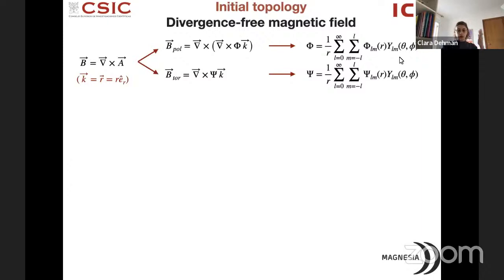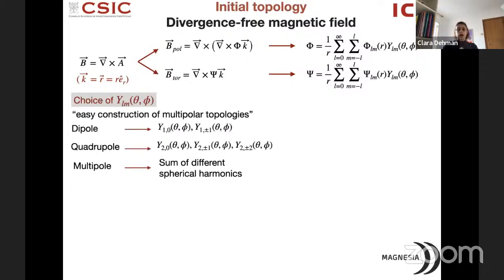These spherical harmonics describe the angular part of our topology. Now, how to define a specific topology? Let's say you want a dipole, for example. In order to define a dipole, you simply choose L equal 1, M equal to 0 if it's axisymmetric, plus or minus 1 if it's non-axisymmetric. You want a quadrupole, the same, you choose L equal 2. But what is convenient about such a way of defining our initial field is that you can easily construct a multipolar topology by simply summing different spherical harmonics, because you know that the realistic magnetic field in a neutron star is probably a multipolar complex field.